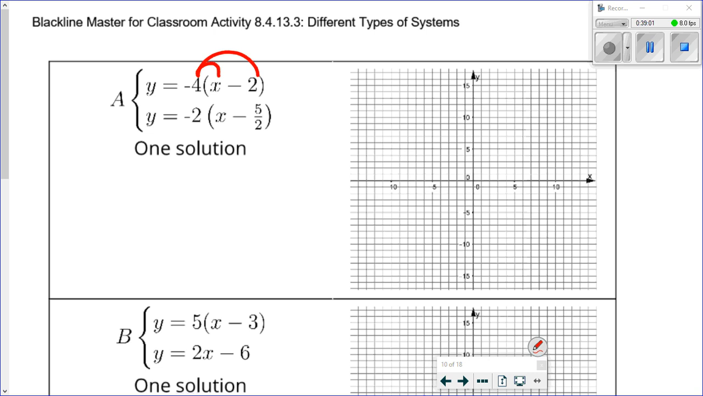And I'm going to do so by distributing. So when I distribute the -4, my top equation is -4x. And a negative times a negative makes a +8. Okay? So let's go ahead and graph that equation on our coordinate plane.